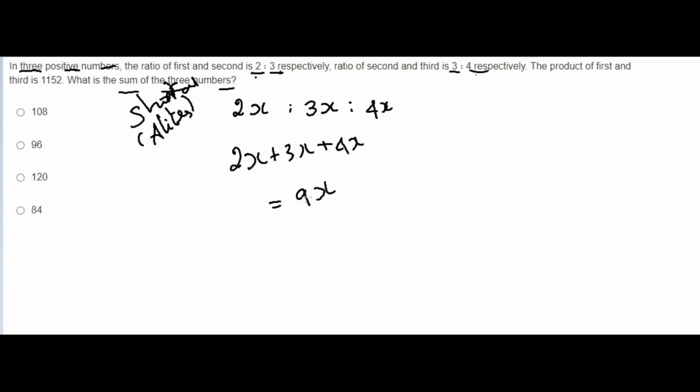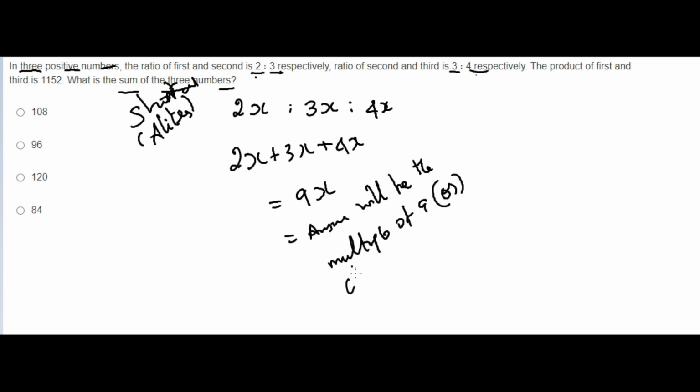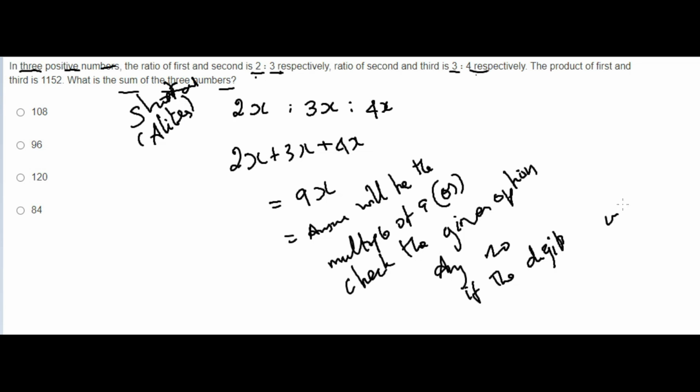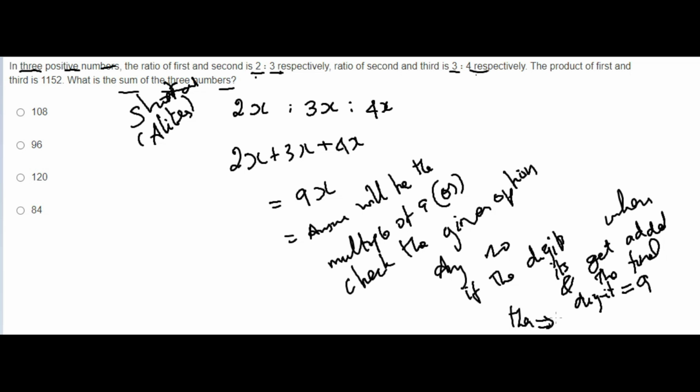So whenever you multiply any number with 9, the answer will be a multiple of 9, or otherwise you check the given options. Listen to me, take any number, if its digits when added give a final digit of 9, then definitely that is a multiple of 9.